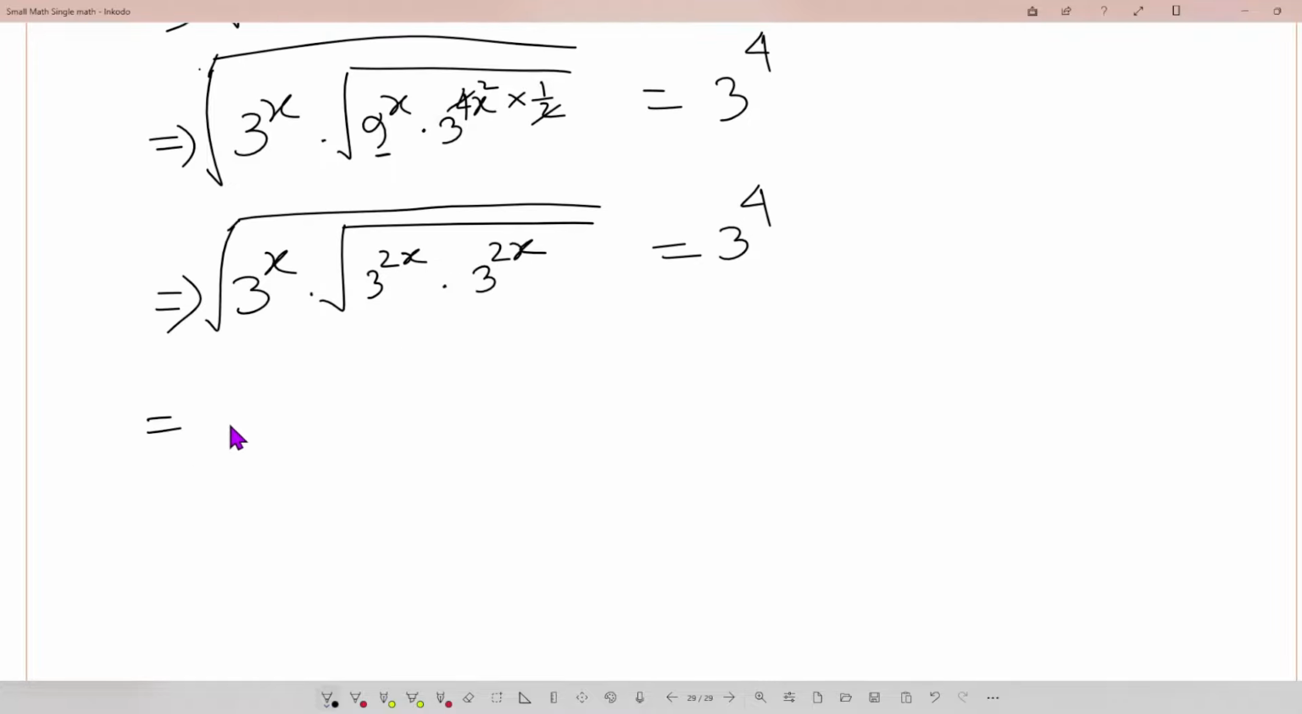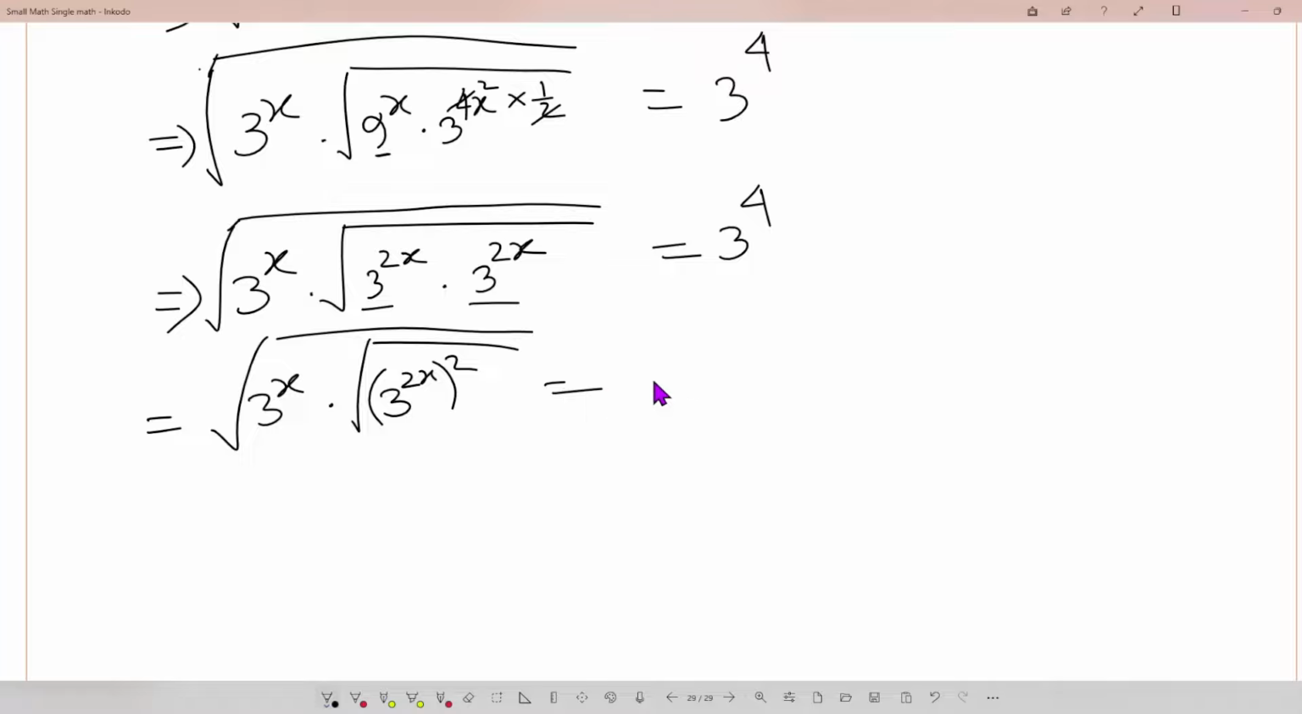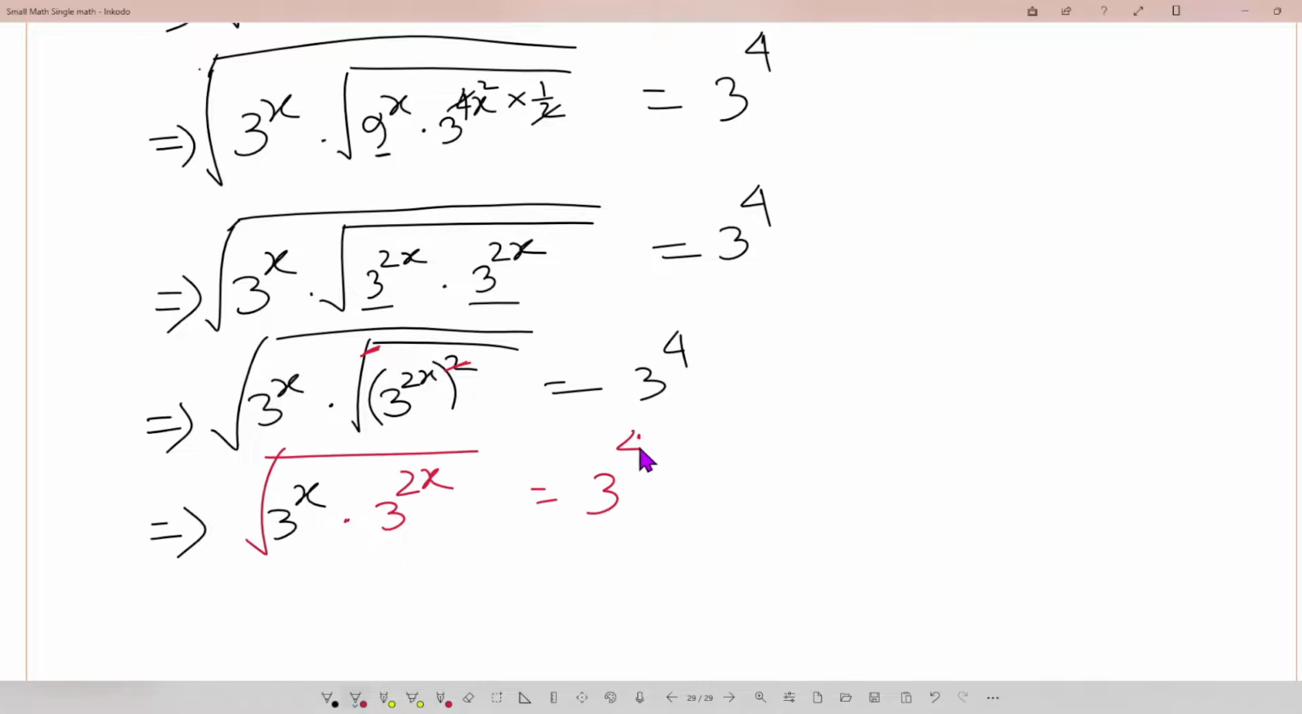Now 3 to the power x times, here is 3 to the power 2x, 3 to the power 2x, so we can write 3 to the power 2x squared, and here is a root, and here is also root 3 to the power 4. Then 3 to the power x, here is root and here is square, so both cancel out, here is 3 to the power 2x root equals 3 to the power 4, right?